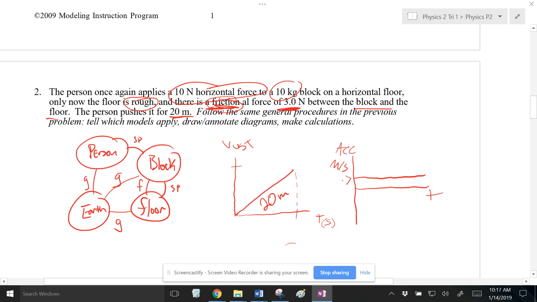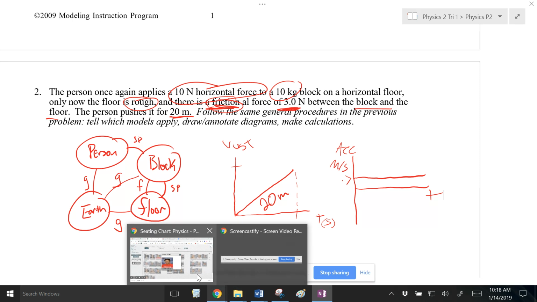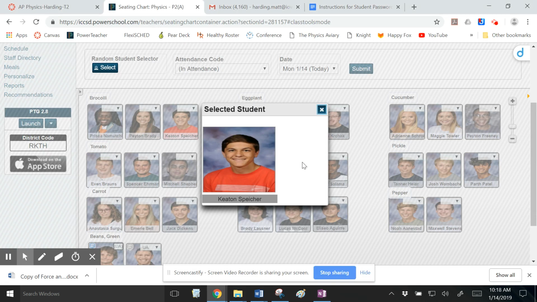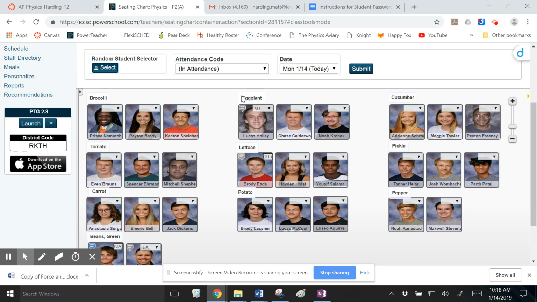Eventually we're going to end up with an acceleration versus time graph. Initially, you're not going to know what the acceleration value is. Key, go back over to PowerSchool and pick on somebody else as well. All we know is that in this model, that acceleration versus time graph is going to be horizontal. Hit the select button. It's random.